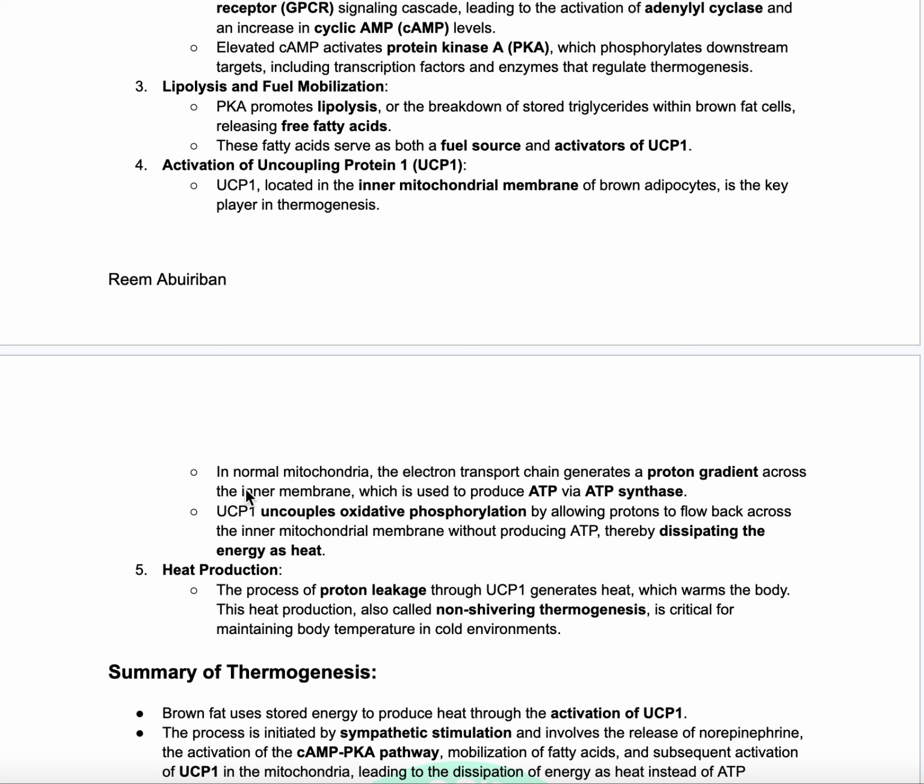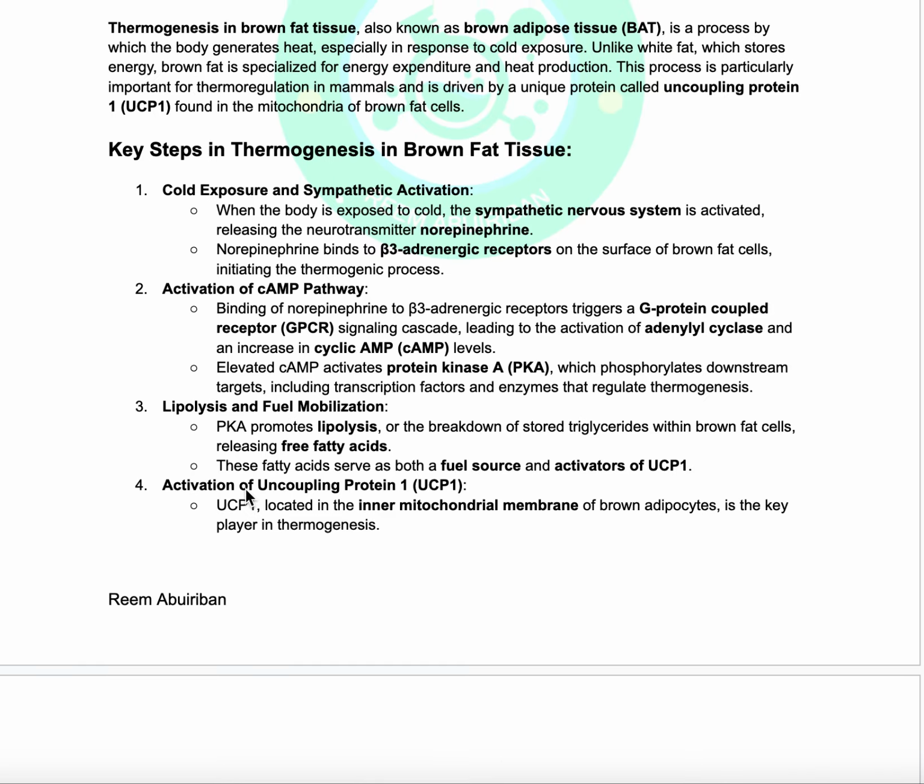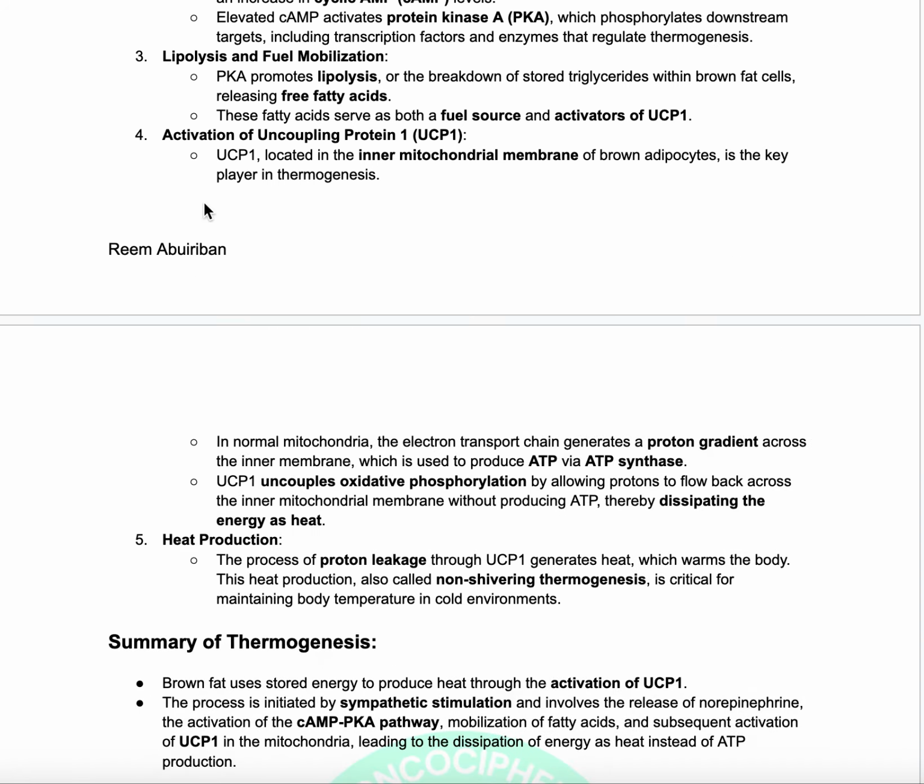So I can summarize this process in steps. The first is cold exposure and sympathetic activation, then activation of cAMP, lipolysis and fuel mobilization, activation of uncoupling protein 1, and then heat production.